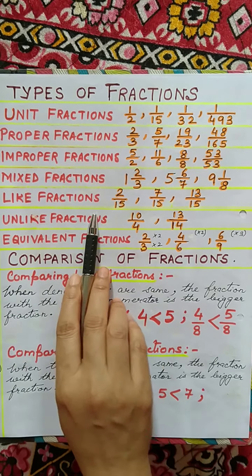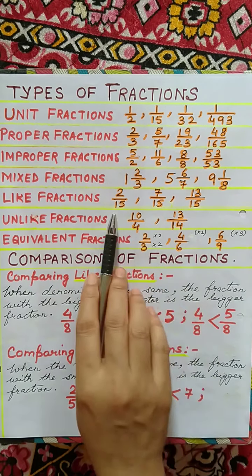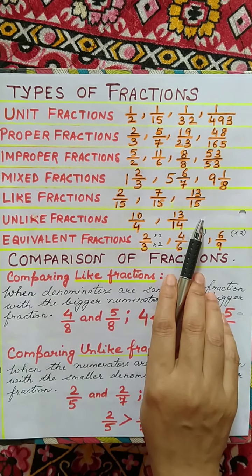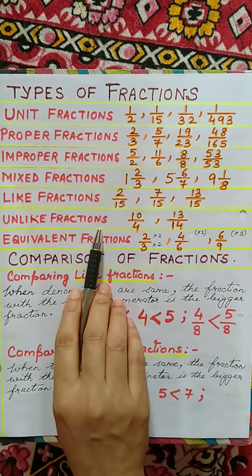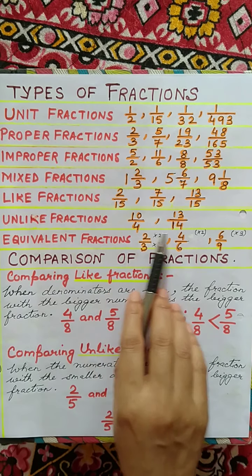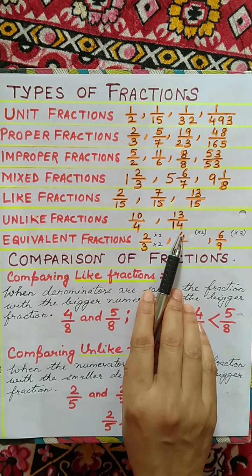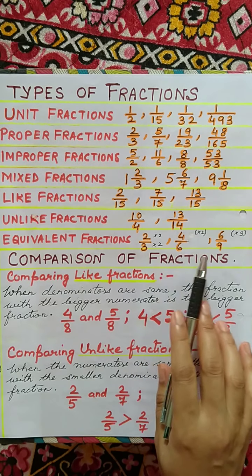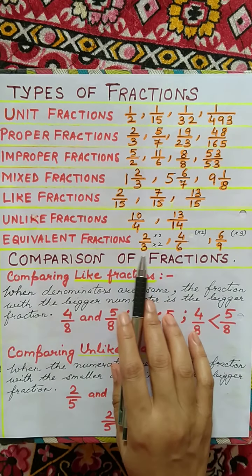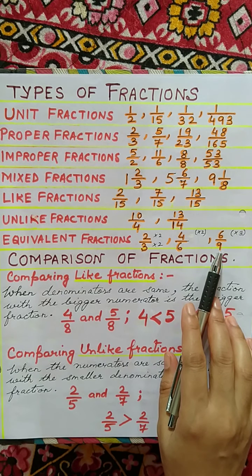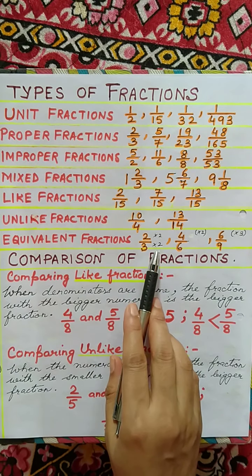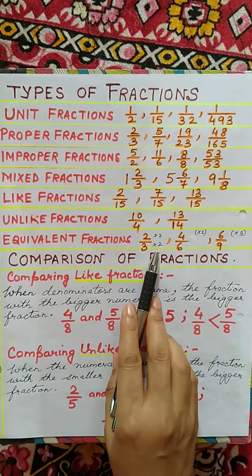Like fractions. Like fractions are fractions whose denominators are same. All the denominators are same here. Unlike fractions are set of fractions whose denominators are not the same. Equivalent fraction, just now we learnt about equivalent fraction. Equivalent fractions are fractions with equal values when we multiply both the numerator and the denominator with the same number.